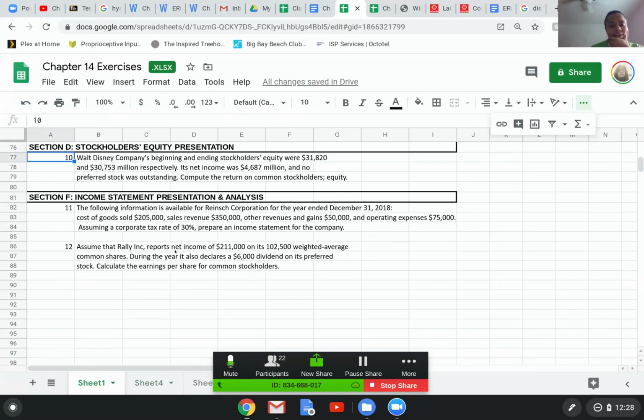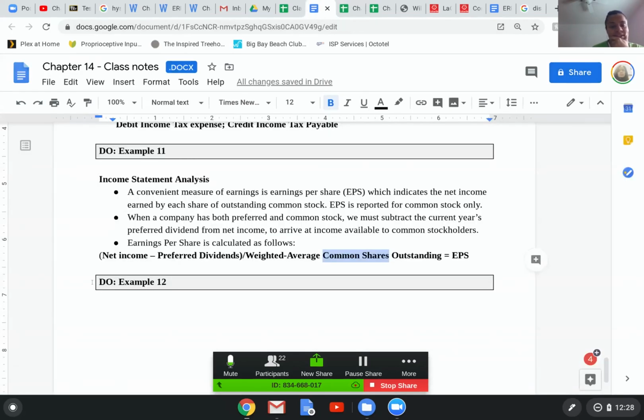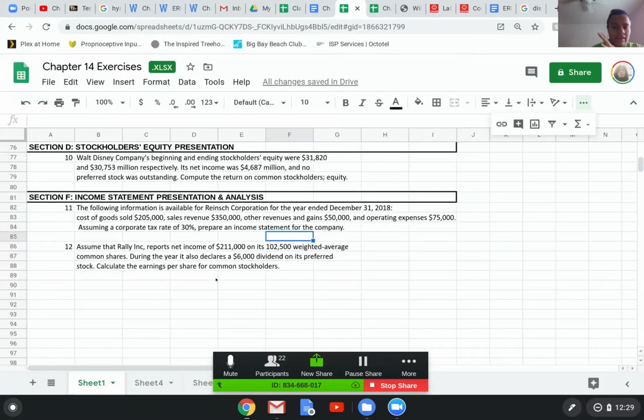Assume that Raleigh Inc. reports net income, there's the net income number, of $211,000 on its 102,500 weighted average common shares. So let's go back and see if this makes any sense. They gave us a net income number. They also already gave us the weighted average common shares outstanding. Weighted average just means you take into consideration all the shares on average that were outstanding during the year, including shares that may have been issued at various points in the year. So you have the number that you need already.